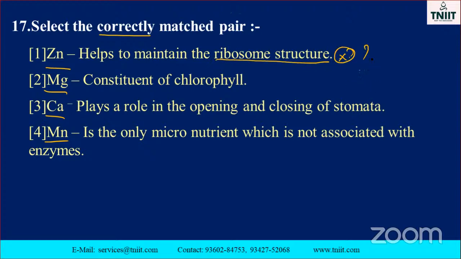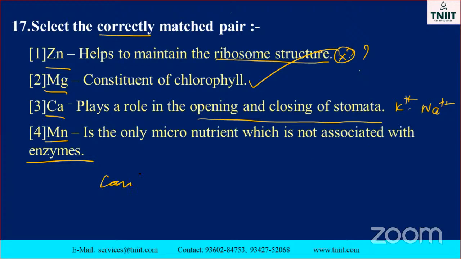Just imagine. Magnesium. Magnesium is a constituent of the chlorophyll molecule. Without magnesium, there is no production of chlorophyll molecules. Calcium plays a role in opening and closing stomata? No, sodium and potassium are essential. Manganese is the only micronutrient which is not associated with the enzyme? No. Carboxypeptidase, sorry. So many enzymes also come in this category.